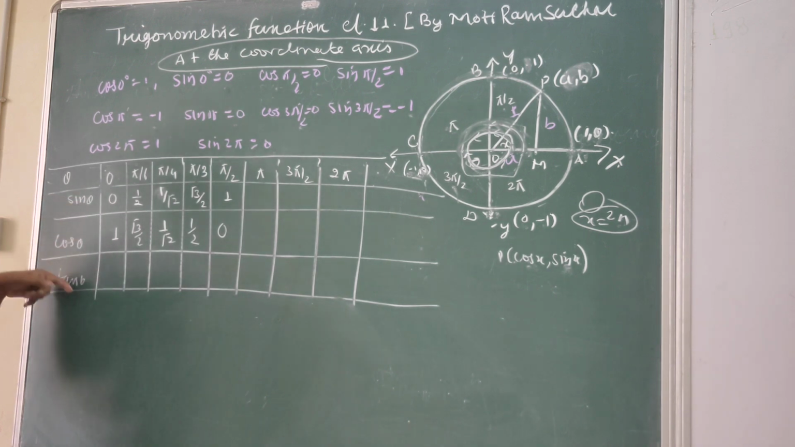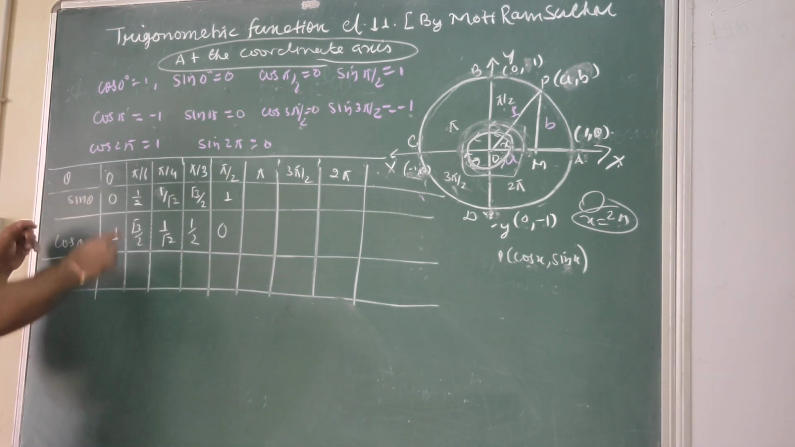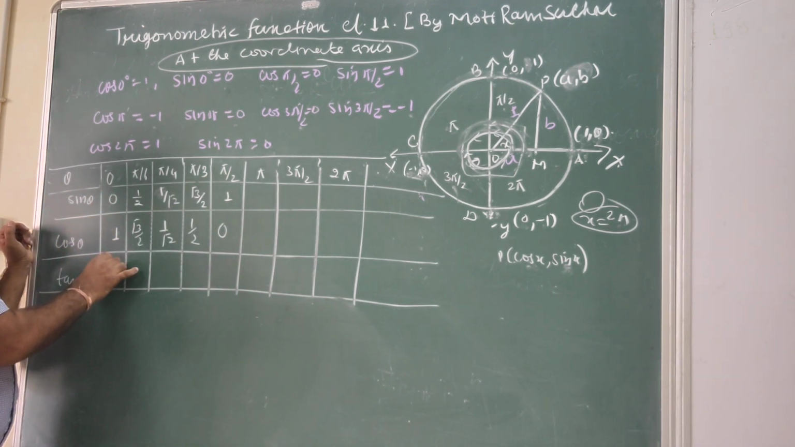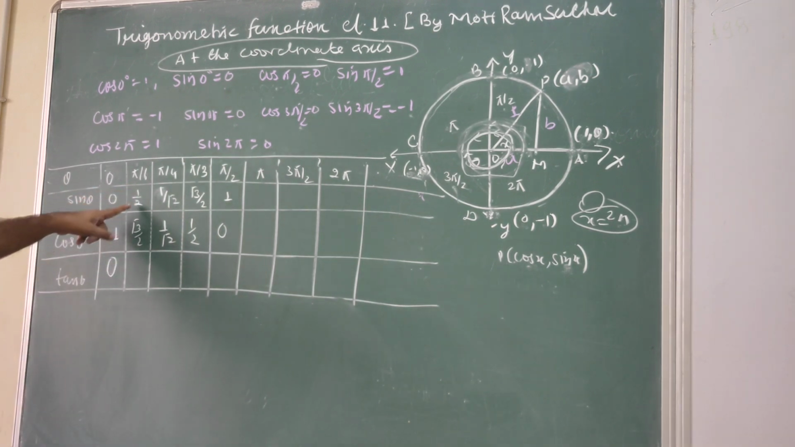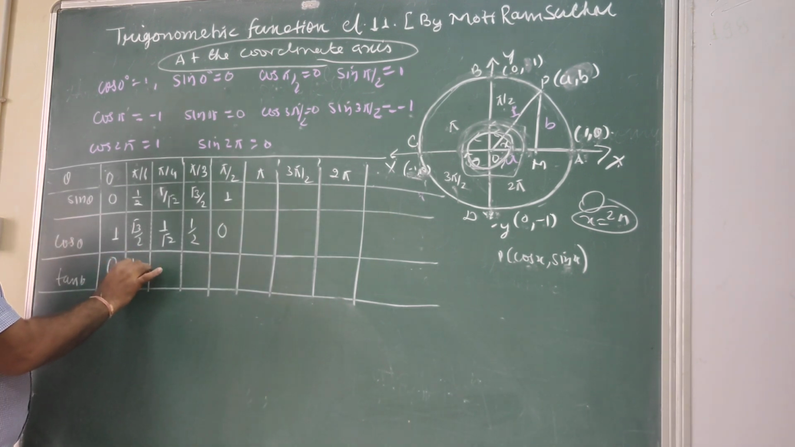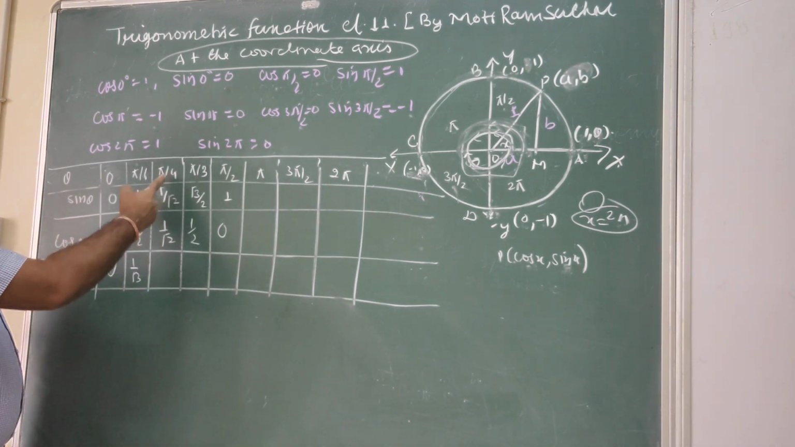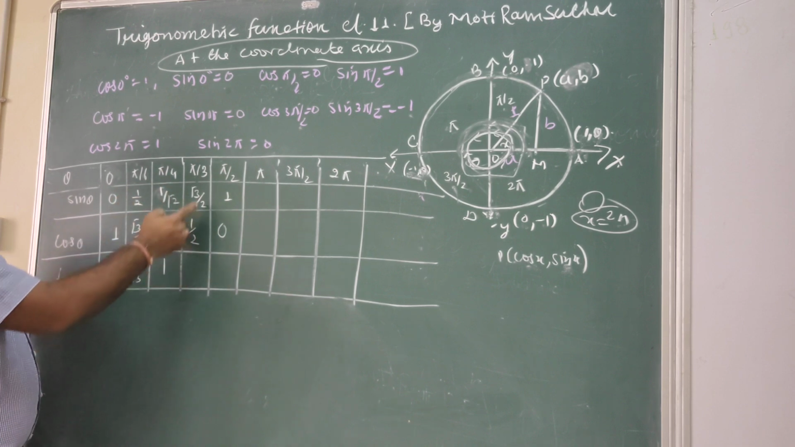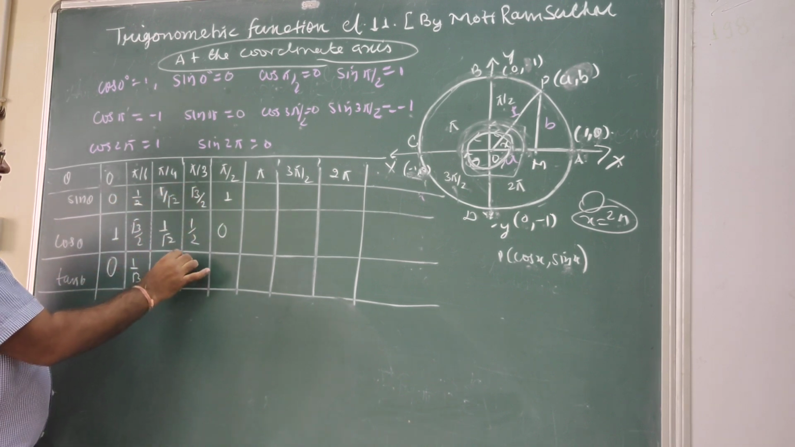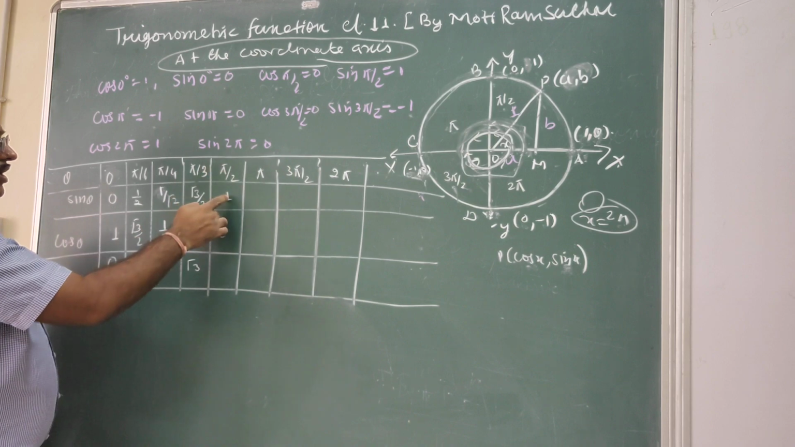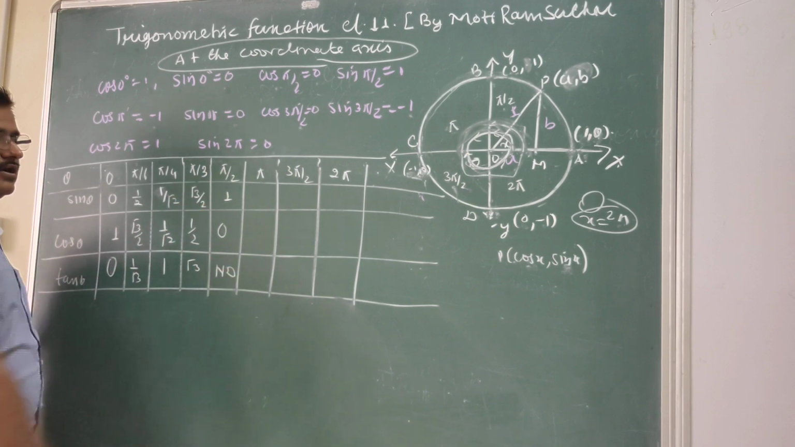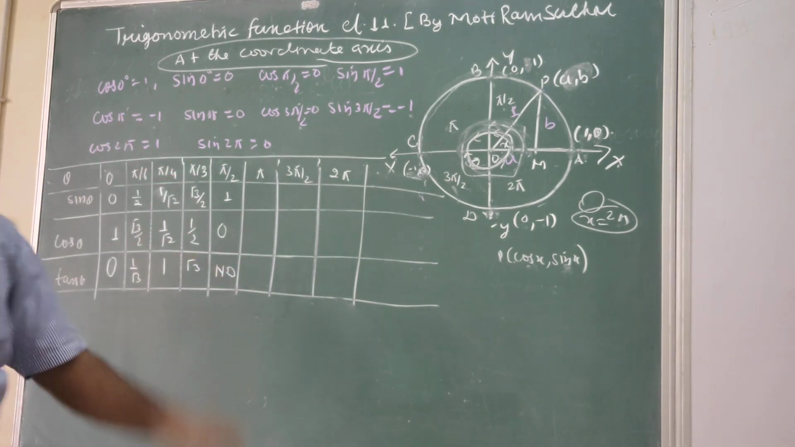Now sin theta upon cos theta. So sin 0 upon cos 0 is 0 upon 1, that is 0. Then 1 by 2 upon root 3 by 2 is 1 by root 3. Then this part is 1. Root 3 by 2 upon 1 by 2 is root 3. And 1 by 0 is not defined. So this table we already know.